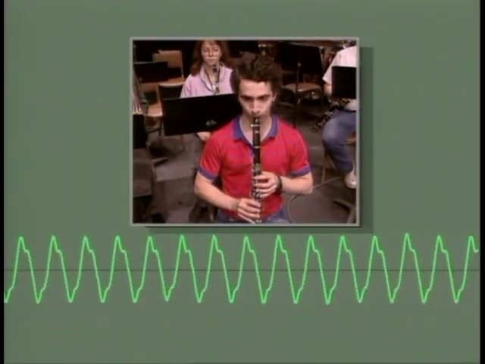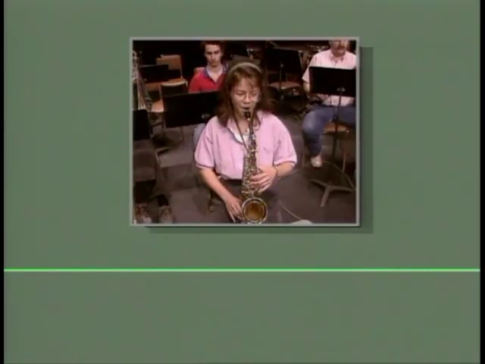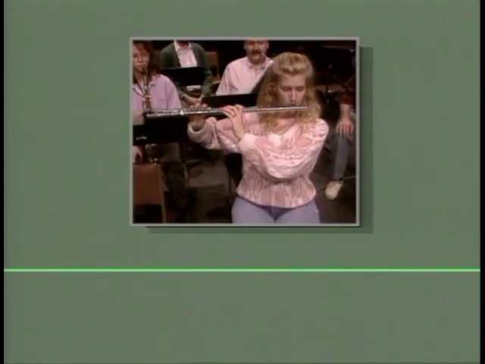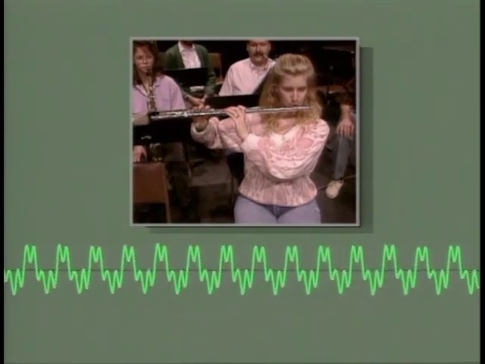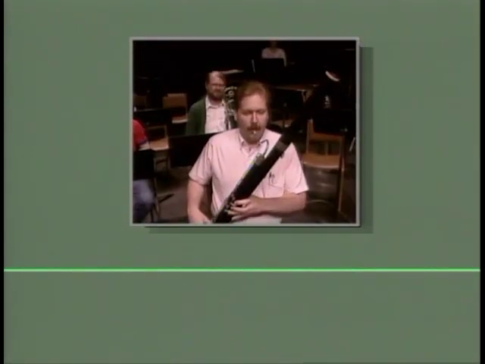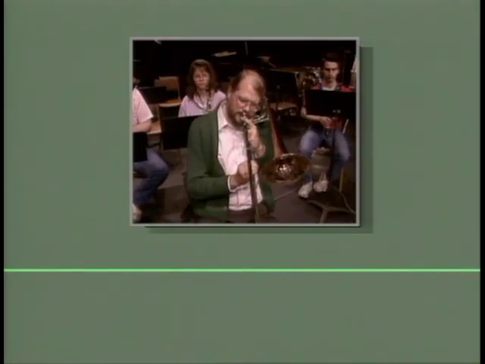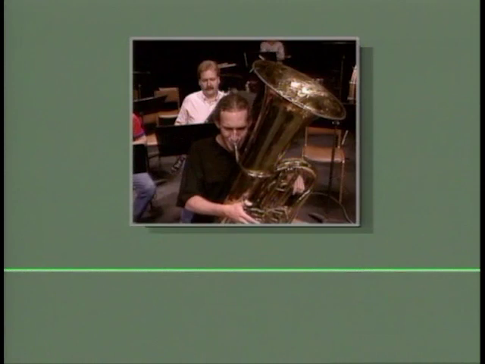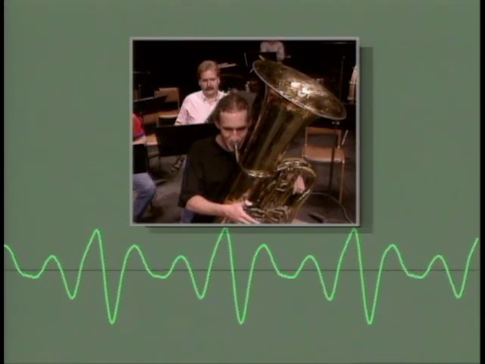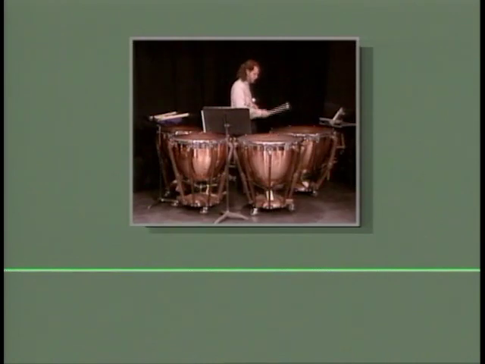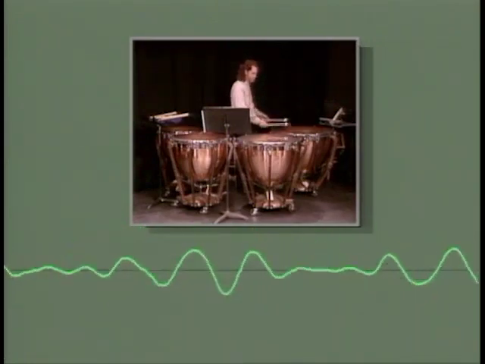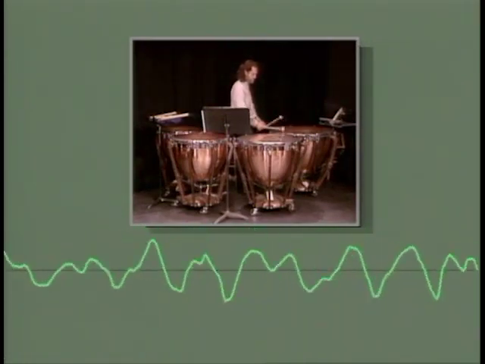Instruments make more complex waves. Here's the same note played on many different instruments. The same note has a different quality on different instruments because each produces a different combination of overtones and amplitudes. And of course, if you play many notes on many instruments, the graphs get much more complicated.